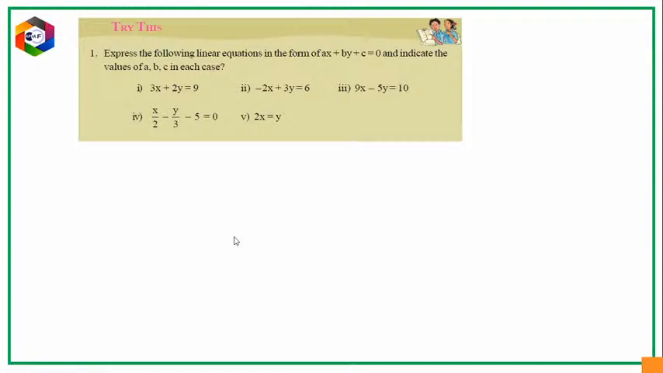Now, we have to know how to write the given equations in a certain standard form. Generally, every linear equation in two variables can be written in the standard form ax plus by plus c equals 0. That means here a is not a variable, it is a constant. So some constant into x plus some constant into y plus another constant. This is the standard form of writing.